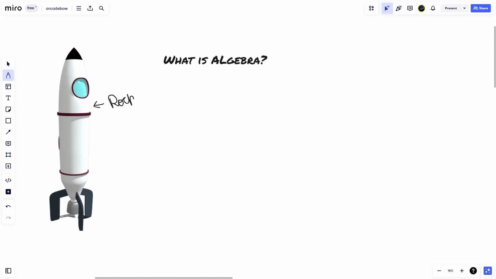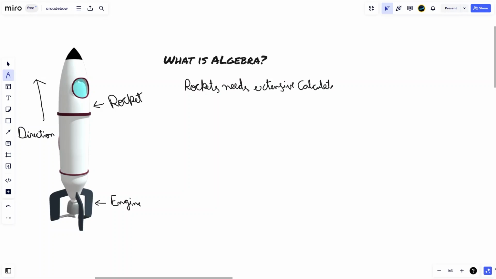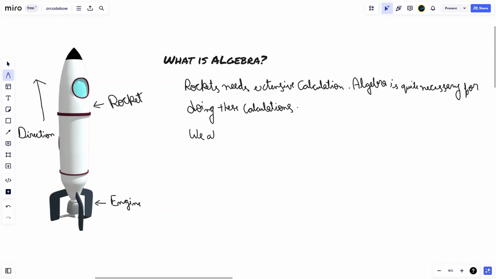Okay guys, so in this scenario we are going to use a rocket to learn about algebra. On your screen you can see a rocket and an engine which will force the rocket to go in the up direction. So the first question is how algebra can be utilized in rocket science. Here we are going to see a very simplified version of algebra. So let's start, guys.